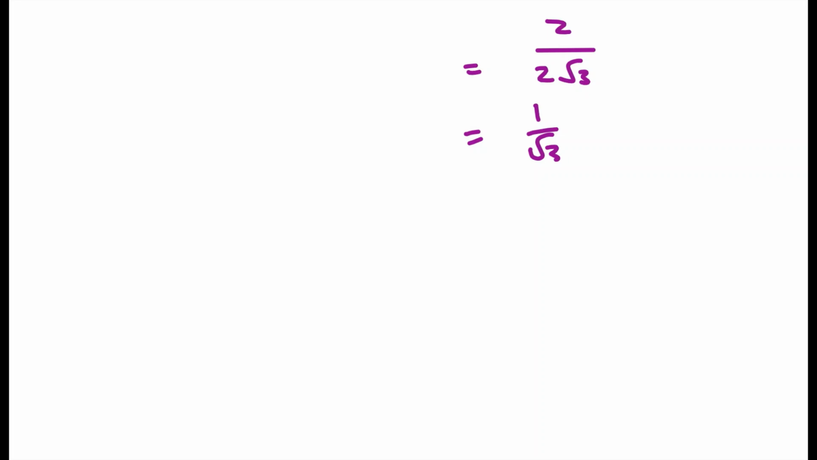So we're going to times the top and the bottom by root 3. That will get rid of the third on the bottom. So root 3 times root 3 is 3. 1 times root 3 is root 3.